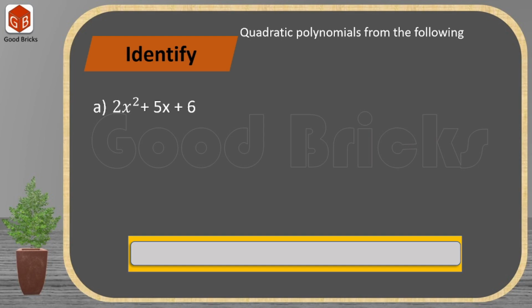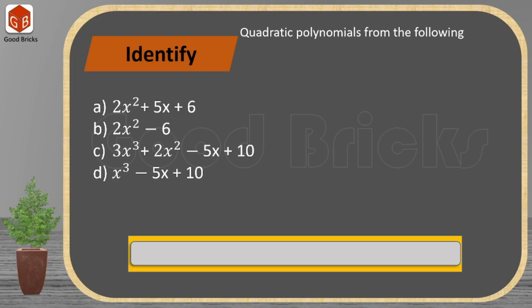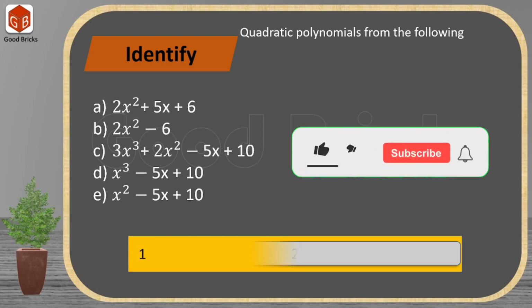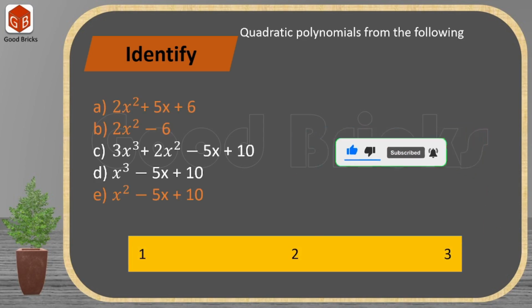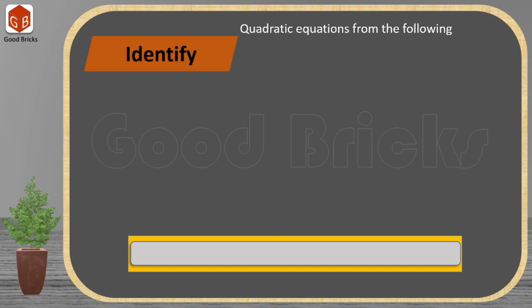So here we are providing some polynomials, and you need to identify which of the following are quadratic polynomials. You have 3 seconds of time. Might be you entered the correct answer in the comment box. Now see here, A, B, C means these 3 are quadratic polynomials. Let us check one more.